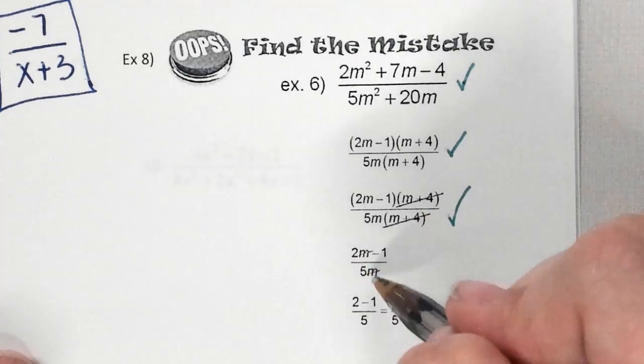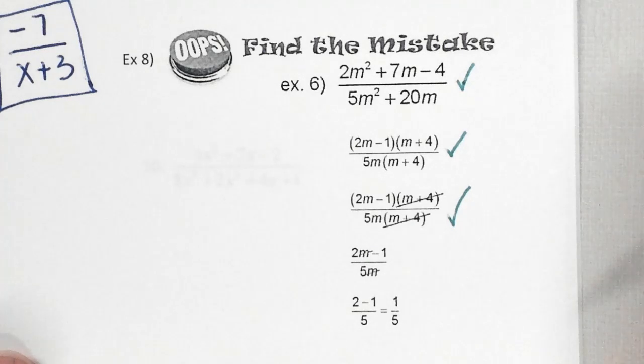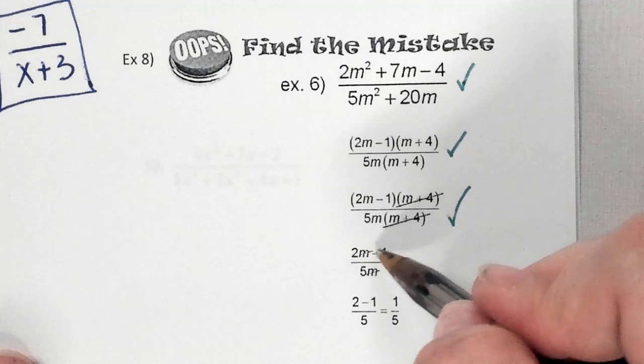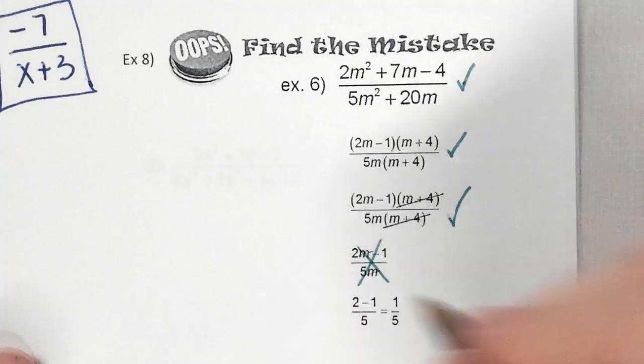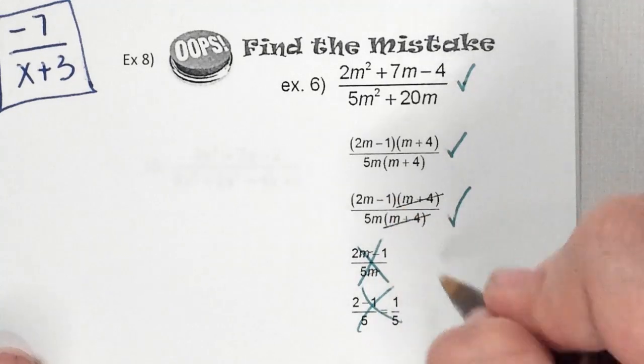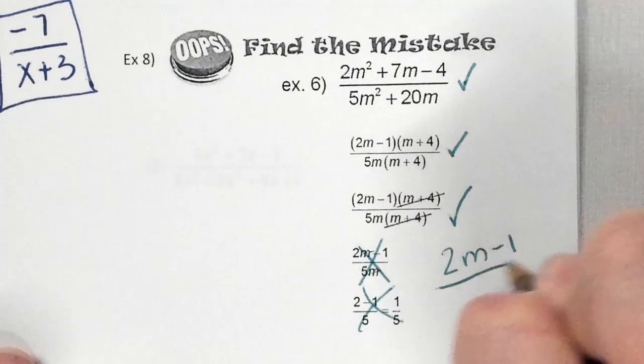Then we cancel the m's, right? You can't. No, why not? Because you have that -1, which makes that stuck together. So you can't do that. This is wrong. Therefore, this is wrong. My final answer, y'all, is 2m minus 1 over 5m.